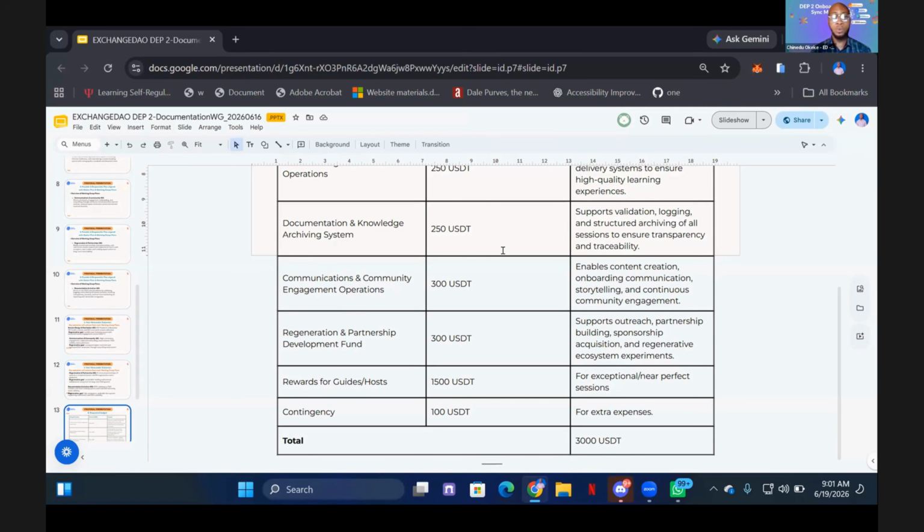We're allotting 1,500 USDT for guides for providing exceptional or near perfect sessions, because our goal is also to provide quality sessions. Guides that give very good sessions, after auditing, are likely to get rewards. Then finally, we have the contingency, which is 100 USDT.